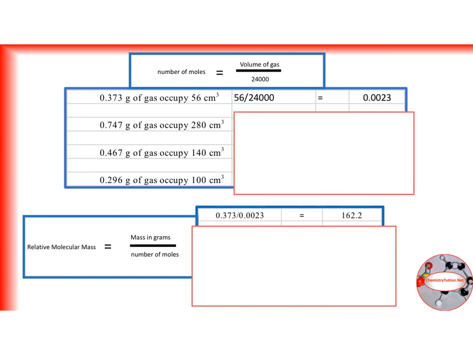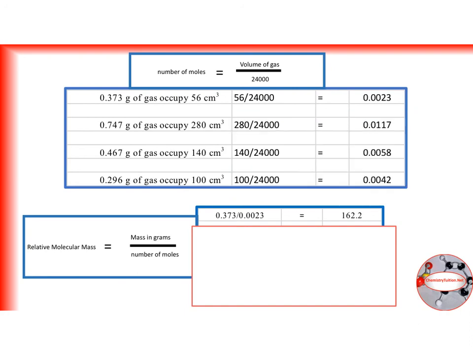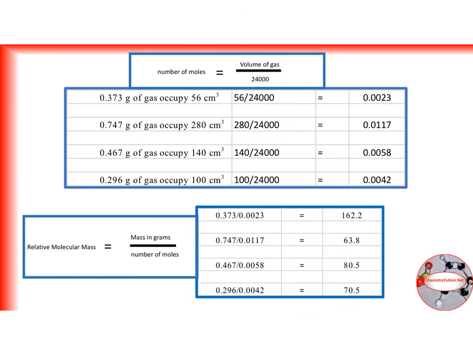So now it's up to you to have a go at those final three there. So first of all, work out your number of moles and then your relative molecular mass, and we'll go through those next. So let's go through our number of moles first of all. So again, it's just our volume divided by 24,000, and those are the answers there. And once I've got those, it's just going to be my mass, which I found, divided by the number of moles, which I found, to give me those molar masses shown there.